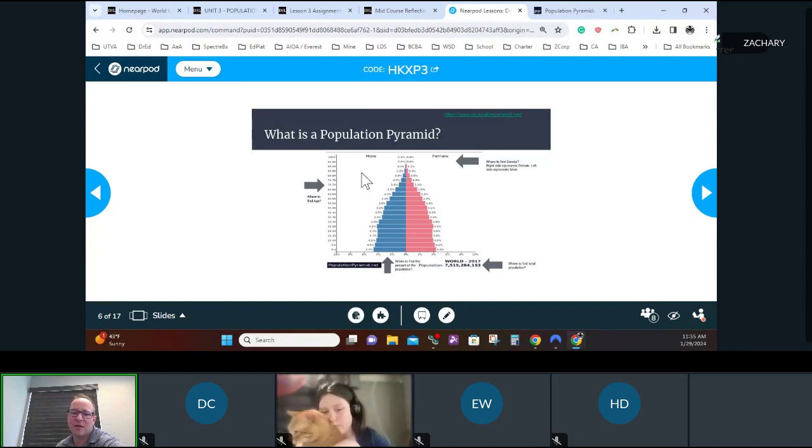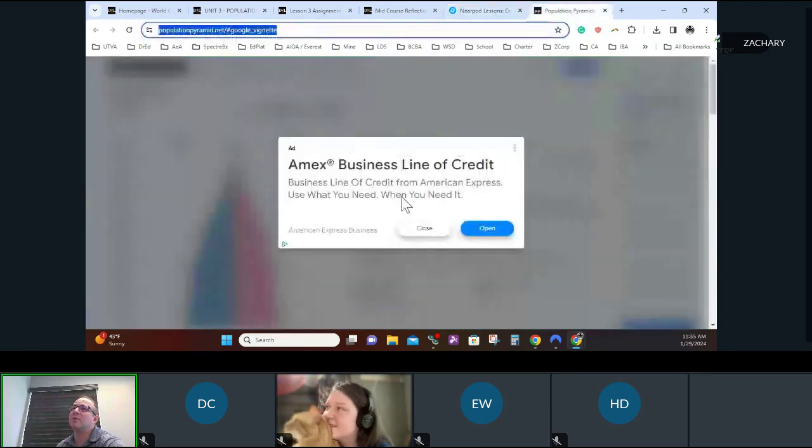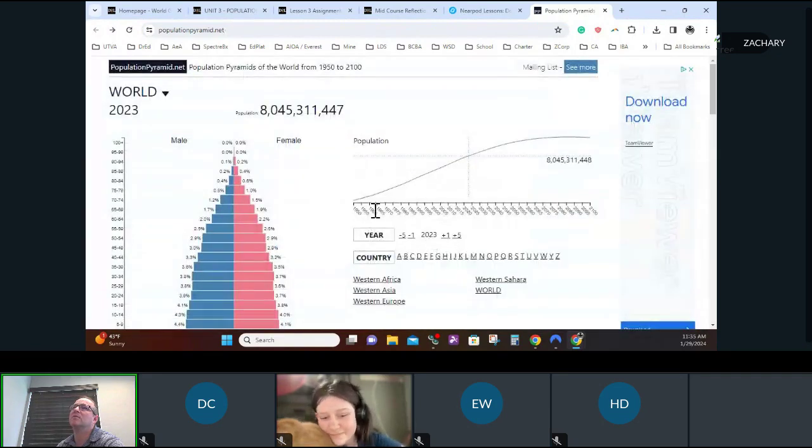On the left side, they determine it by gender. Males are to the left, and to the right we have females, and then it will show the different percentage of the population for each. And then we have the total population here. So if you go to population pyramid, oh, I love ads. Close. Hopefully it will close for me.